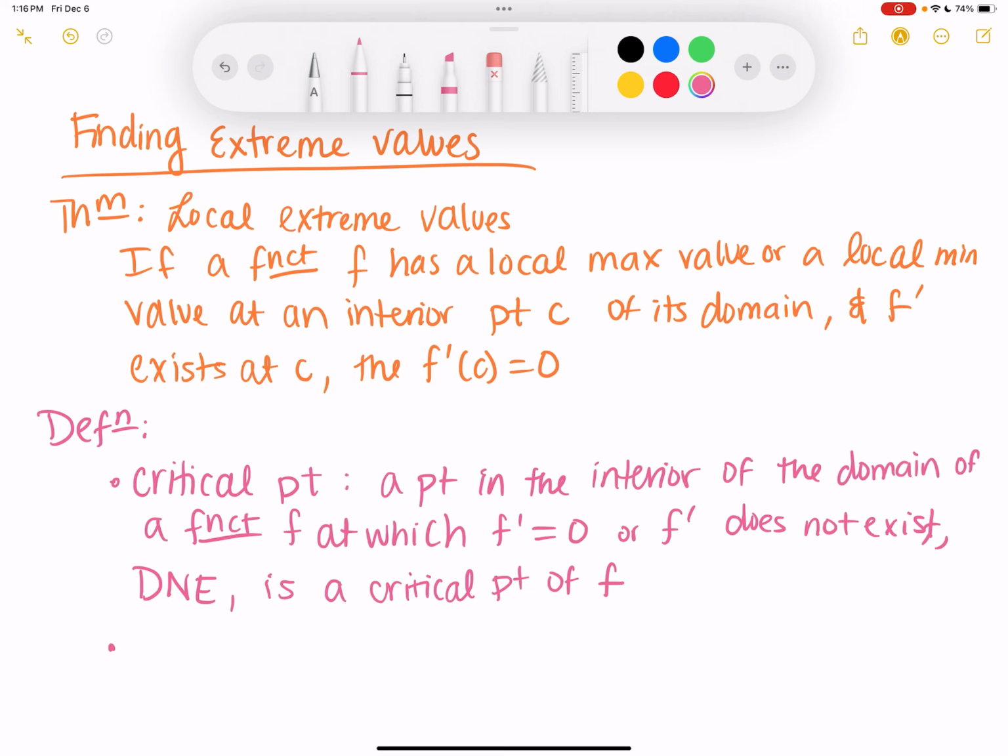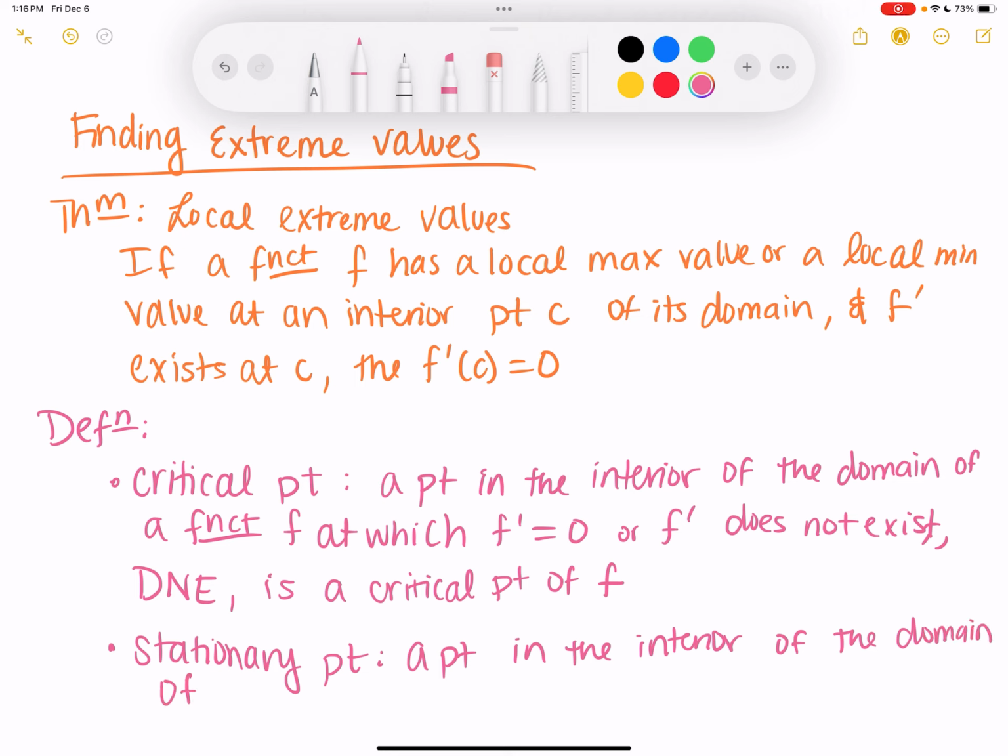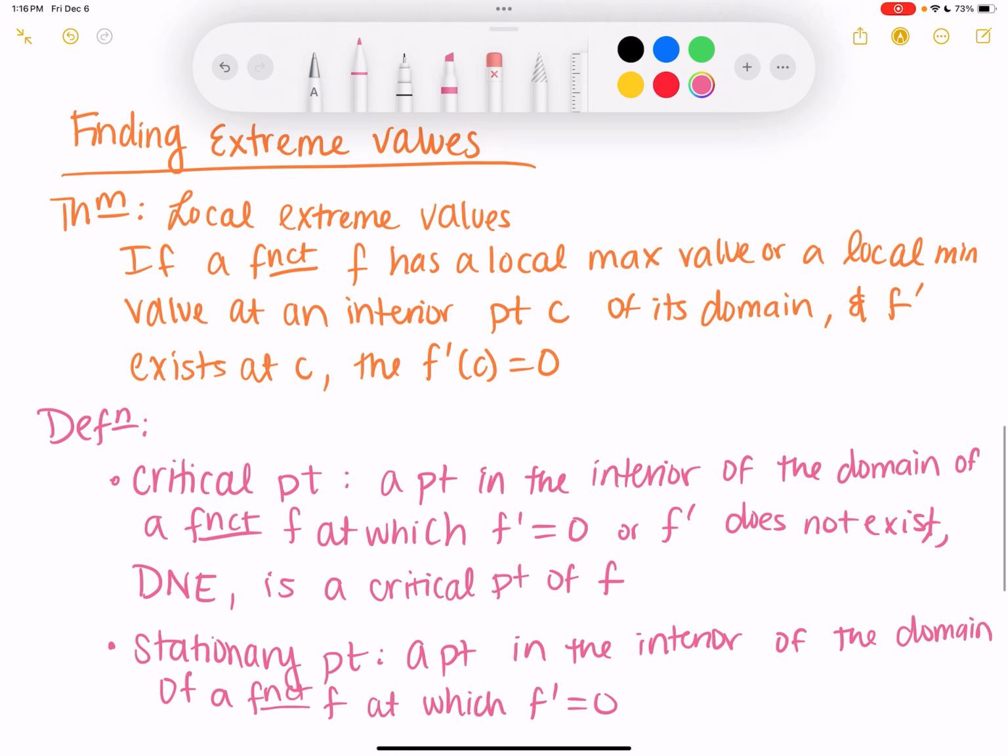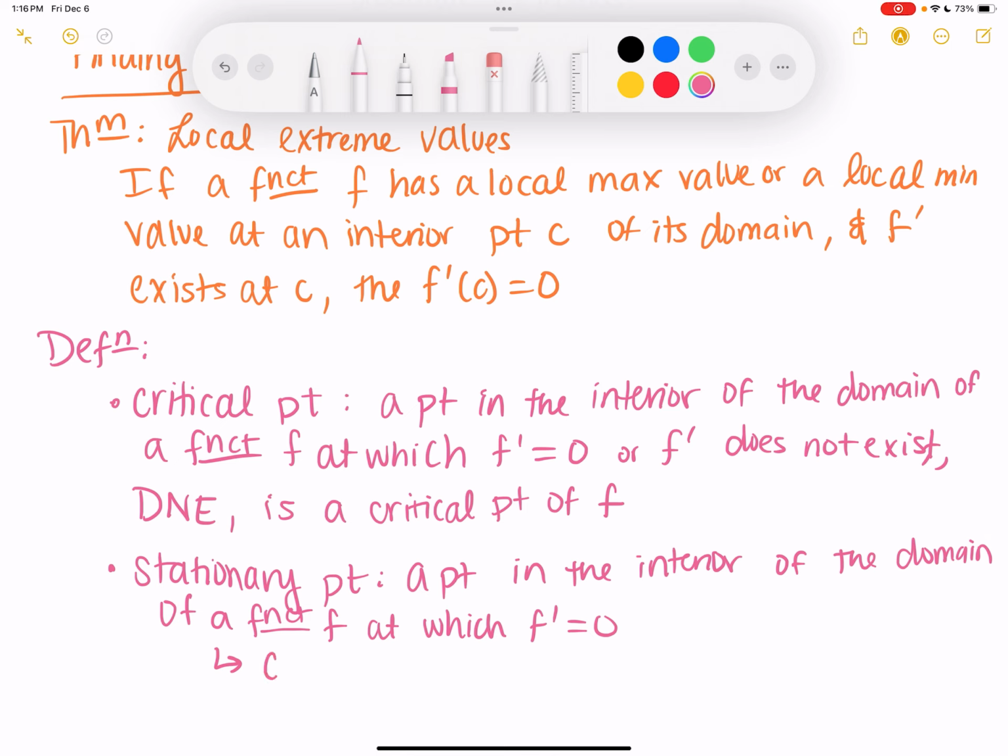A stationary point is a point in the interior of the domain of a function f at which f prime is equal to 0. It can be a min, max, or inflection point, which obviously you know what mins and maxes are, I hope.